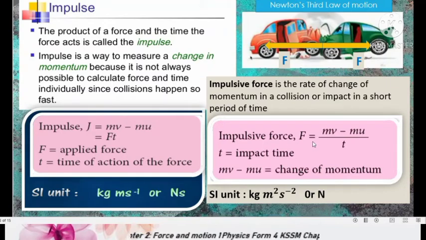Impulsive force F equals the rate of change of momentum, meaning change in momentum divided by time of impact. The SI unit for impulsive force, of course, is Newton, or we can write it as kilogram meter squared second to the power -2. Normally for force, we just write the simple unit, that is Newton. Okay, so you must be able to state the definition for impulse and impulsive force.